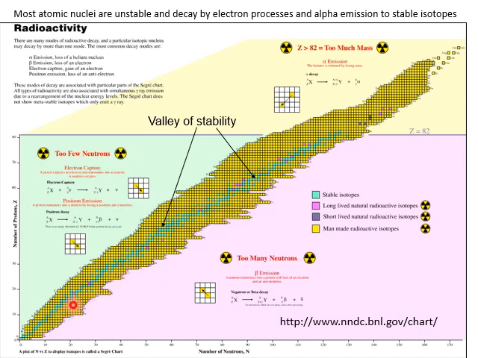So in this chart here, we've got number of protons on this axis, number of neutrons on this axis, value of stability along the middle here, which corresponds to what we've been showing you in previous lectures. And all of the yellow isotopes here are unstable. They will decay until they reach some point along the valley of stability.